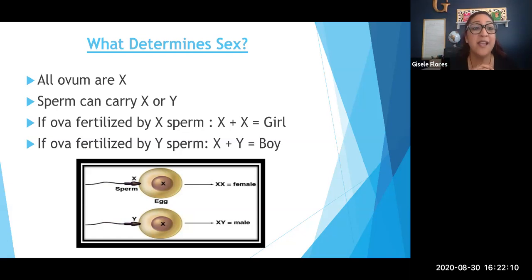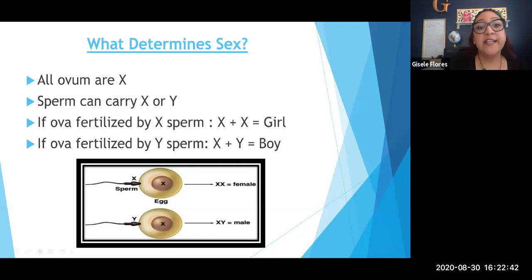So every single ovum is an X cell, X chromosome. Sperm, on the other hand, can carry either X or Y. So what does that mean for what determines sex? It's actually the male gamete that determines if a fetus is going to be male or female, not the woman or the egg cell, because all ovum, again, are X.